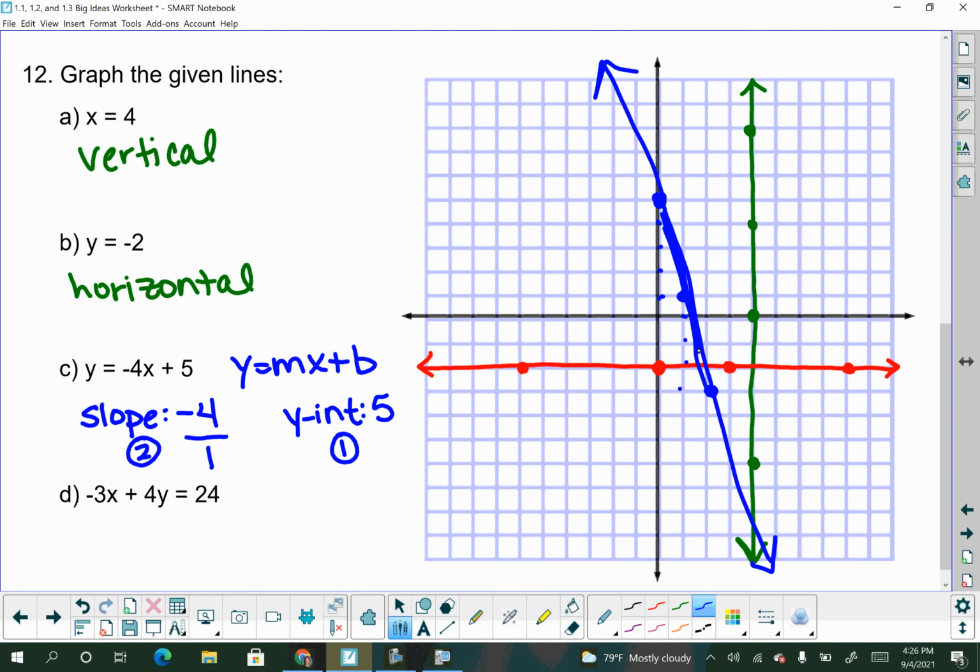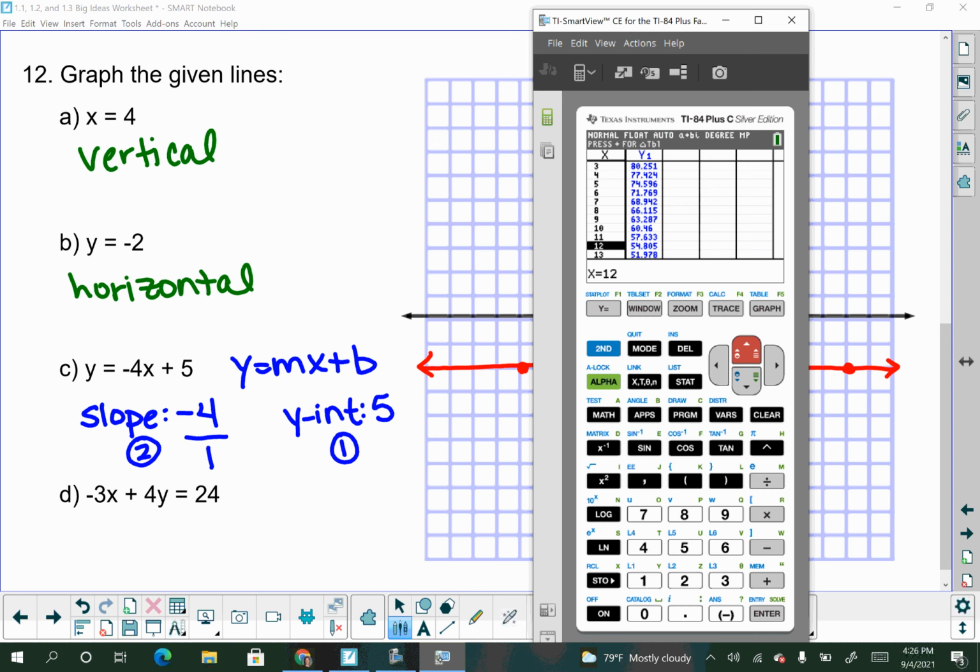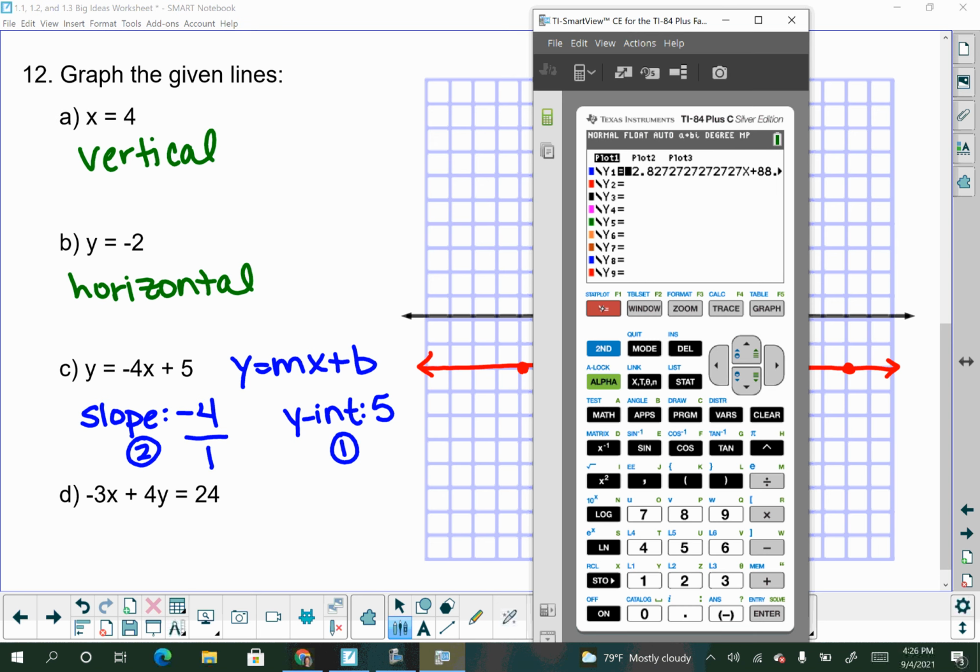And there's your line. If you want to check it, you could do that in your graphing calculator. I'm going to hit y equals, and let's just kind of reset a couple things here. Let's turn that plot off. Go up, hit enter, go back down. Let's clear out what we have in y equals, and let's put our equation in.